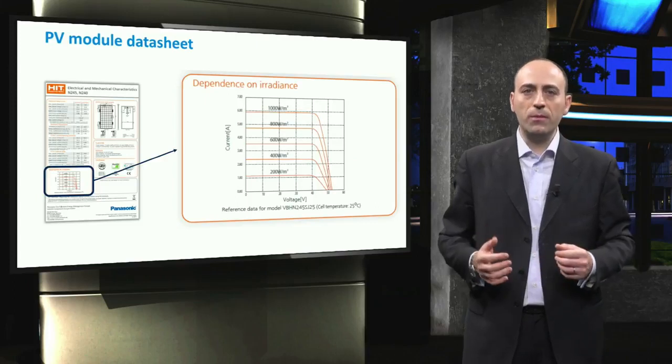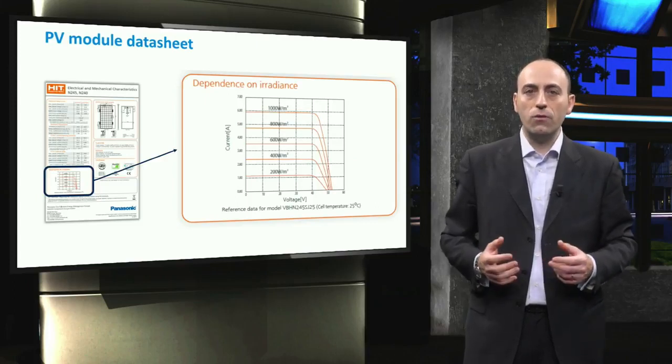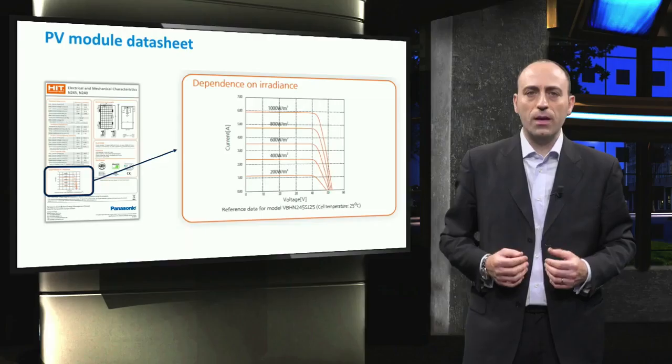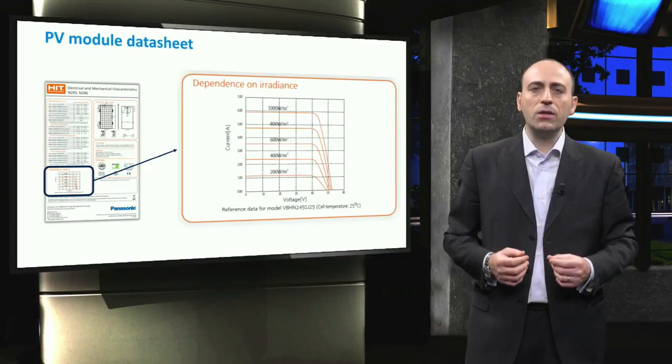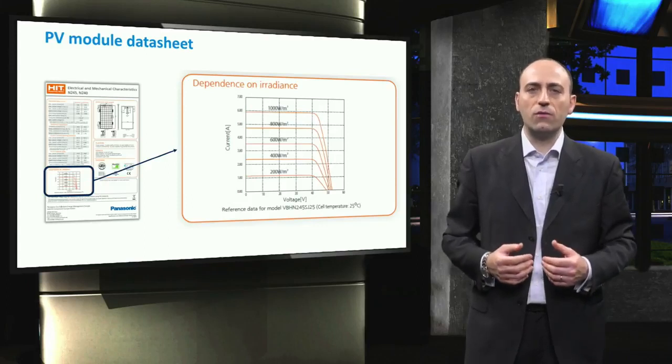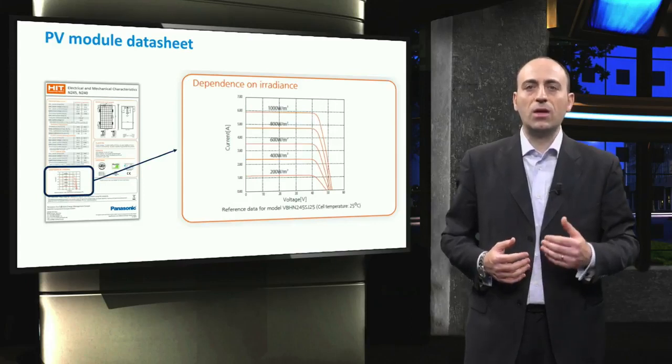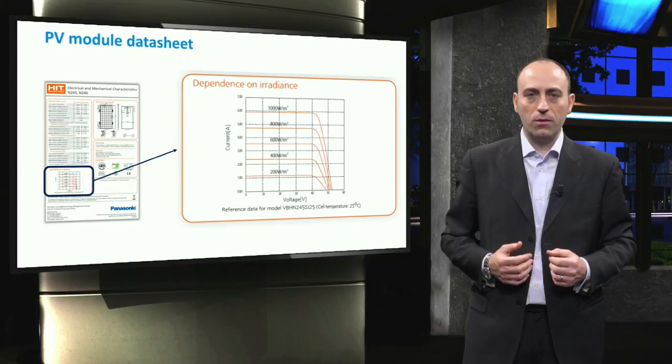Another important module parameter is the irradiance dependence of the module. These are the voltage, current characteristics under different irradiance conditions and at constant module temperature of 25 degrees Celsius. Generally, a single light source is used to simulate the different irradiance level. The irradiance level is reduced through the use of filters. At a fixed temperature, the current increases with increasing irradiance, starting from more than 1 ampere at 200 watt per square meter to a value 5 times higher at 1000 watt per square meter.